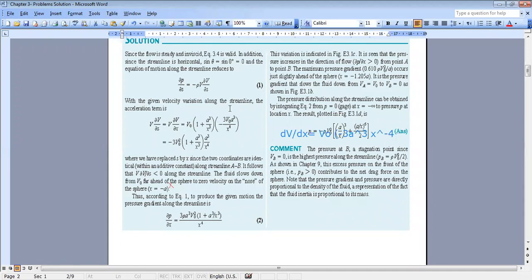So as we did, we derive V with respect to X. You get minus 3V0 A3 over X to the power 4. This is the derivative we did together. Okay, so this is our derivative.